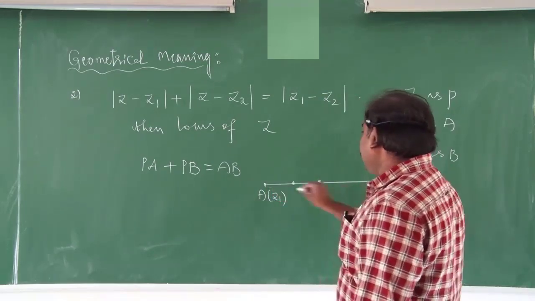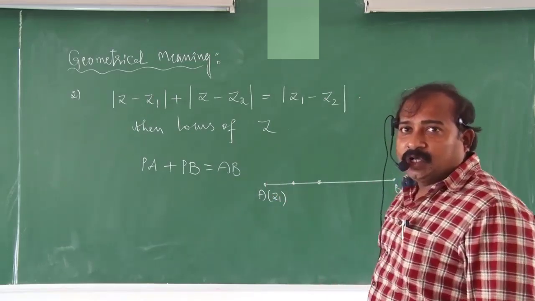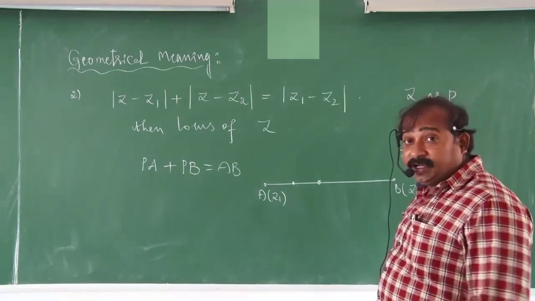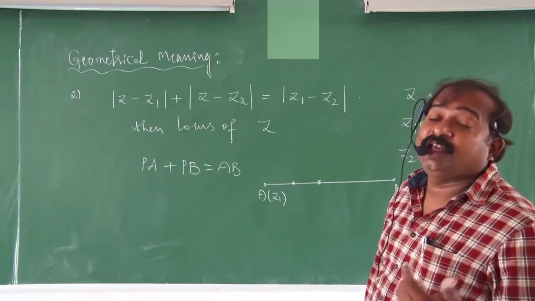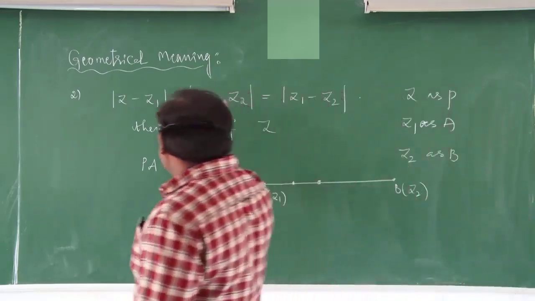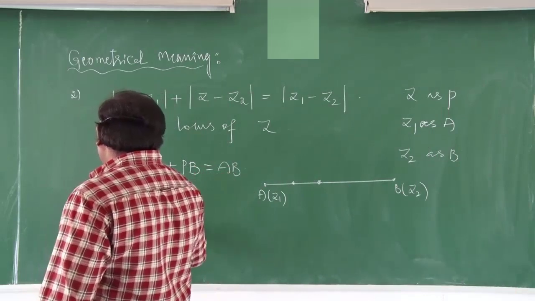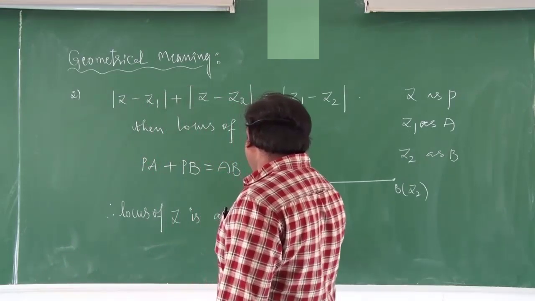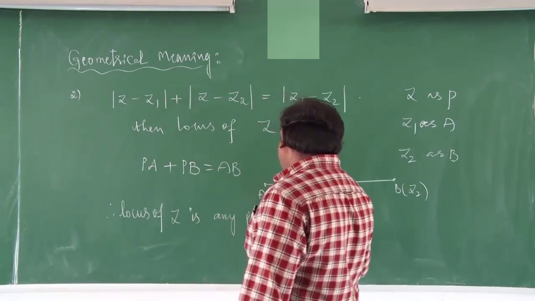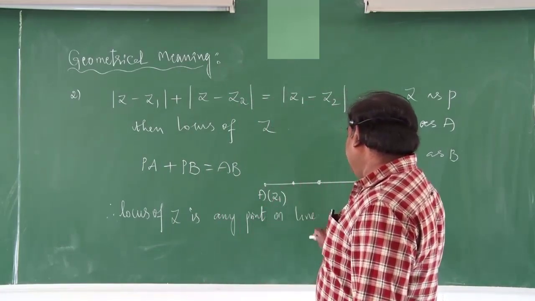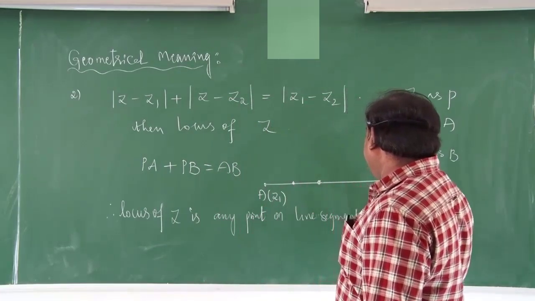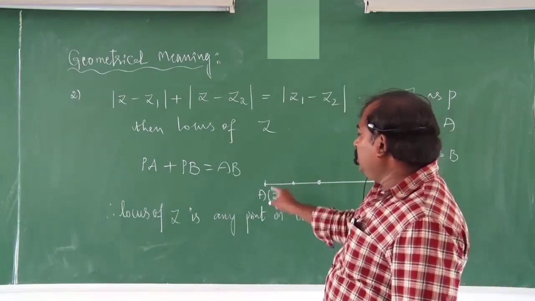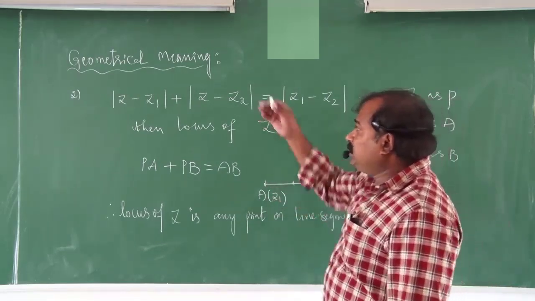PA plus PB equal to AB. Where is the locus of Z, ma'am? Locus of Z is nothing but any point between the line segment joining AB. So here the locus of Z is any point on line segment AB. So between AB, any point you may take will satisfy this condition.